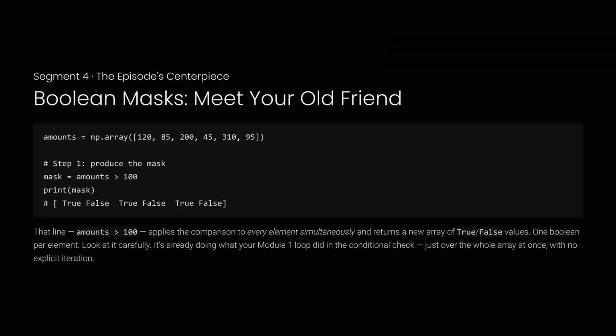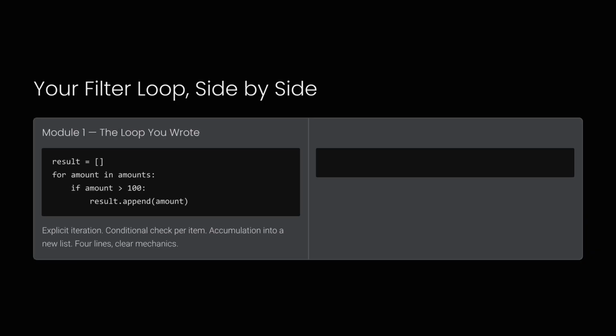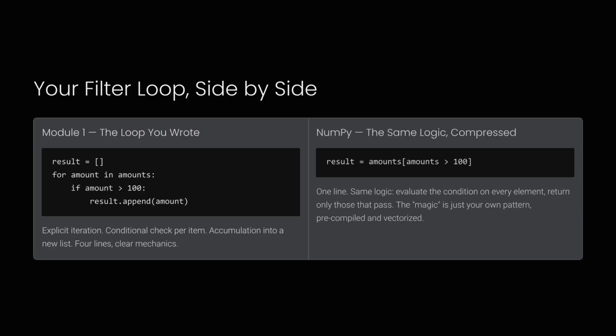Boolean masks are our next centerpiece. By comparing the entire array at once, we produce a mask of true or false values, mirroring your old conditional logic in one step. Finally, we use that mask to index our array. This replaces your filter loops with a single, concise expression that no longer requires a for loop. Compare your loop logic side by side with the NumPy version. The compressed one-liner uses the same underlying pattern, just precompiled and vectorized for efficiency.